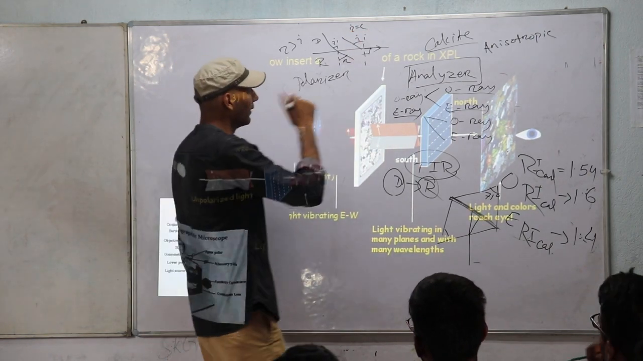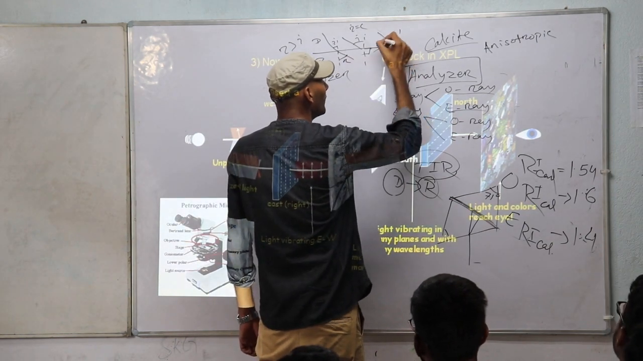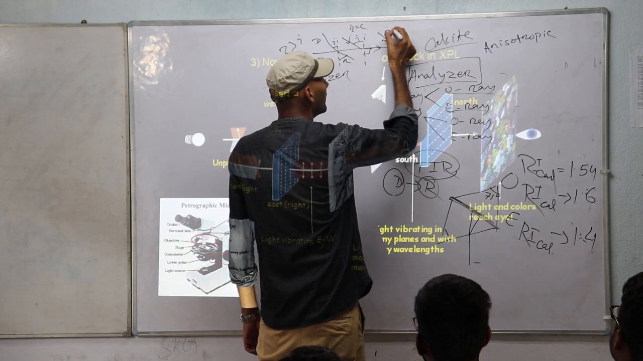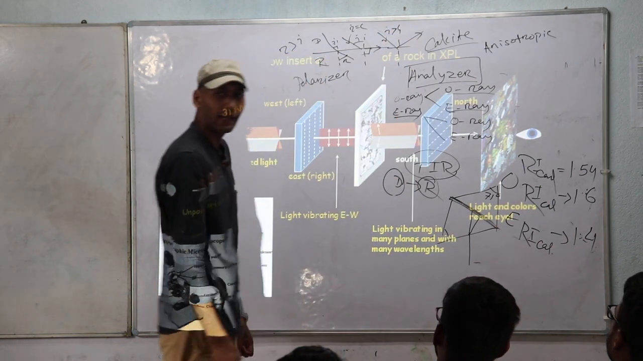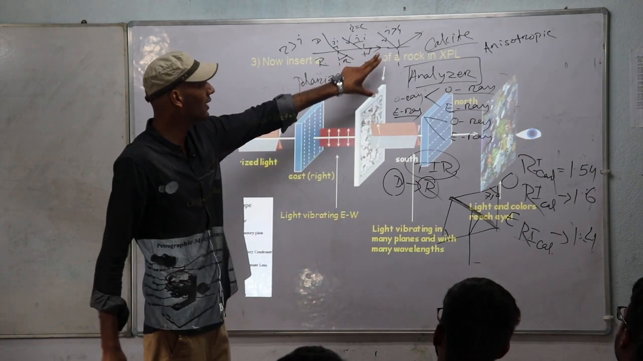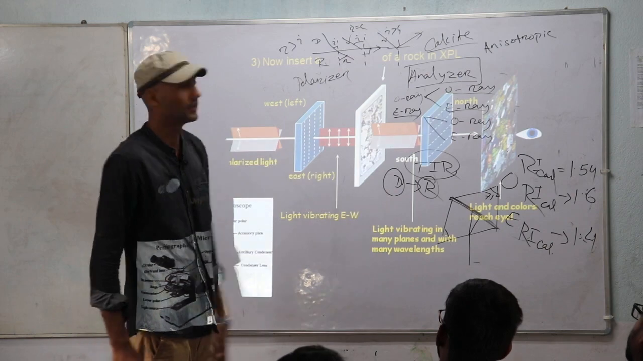This is the critical angle. When i is greater than the critical angle, then what happens? It will suffer total reflection. That means the ray will reflect back into the same medium instead of going to the other medium, right?